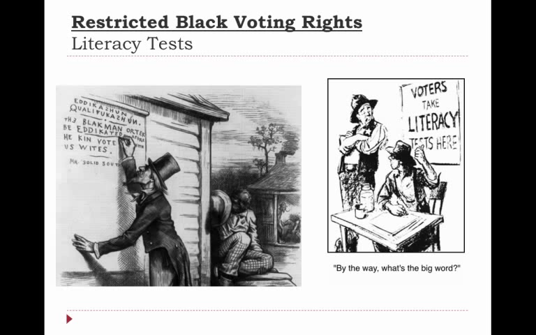And what did they require? You had to be literate. What does that mean? You had to be able to read and write to vote. Why is this going to be hard for blacks? Because they're not educated. Why aren't they educated? Because they didn't let them get educated. Why didn't they let them get educated?